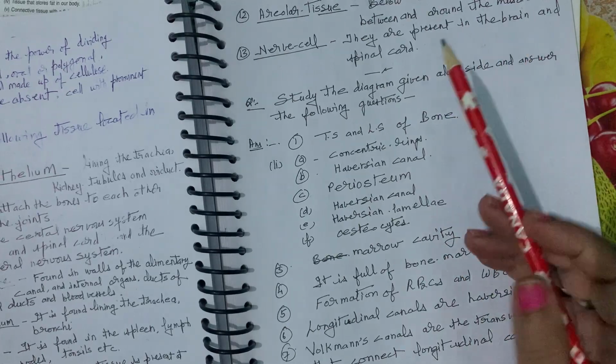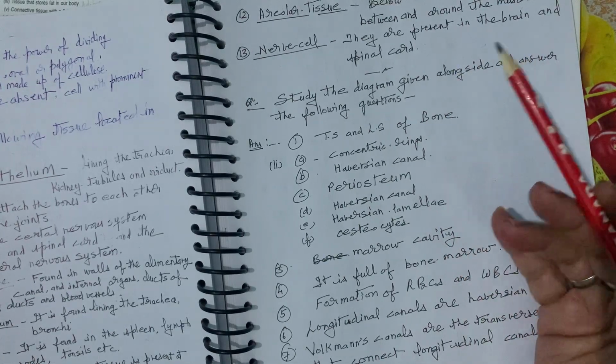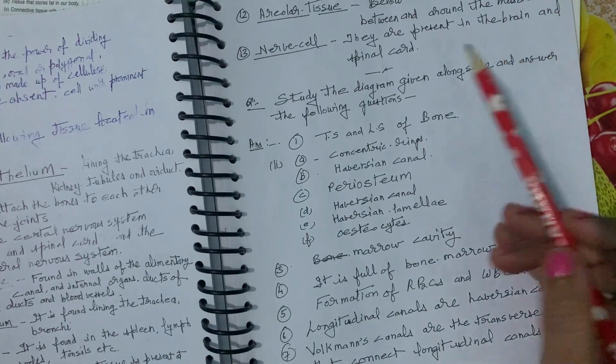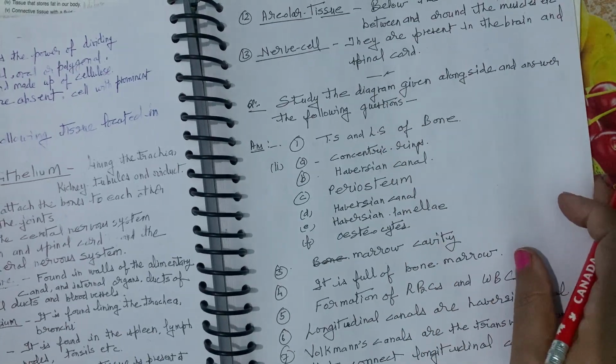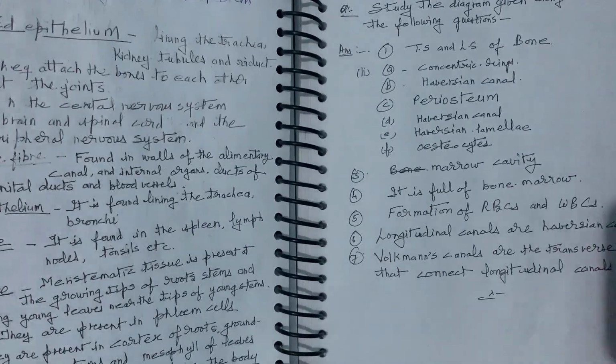As you know already, nervous system, that is the neuron, that is the structural and functional unit of the nervous system. They are the nerve cell. They are present in the brain and spinal cord. Right?